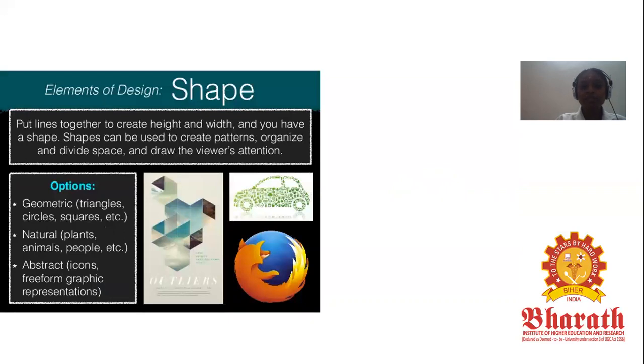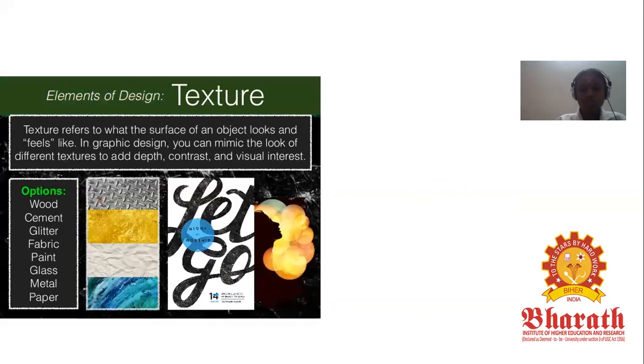Elements of design: shape. I already told you about shapes. Put lines together to create a height and width, and you have a shape. Shapes can be used to create patterns, divide space, and draw the viewer's attention. Geometrical shapes are triangles, circles, squares, etc. Natural shapes are plants, animals, people, etc. Abstract shapes are icons and free-form graphic representations.